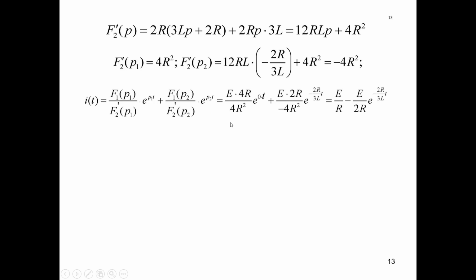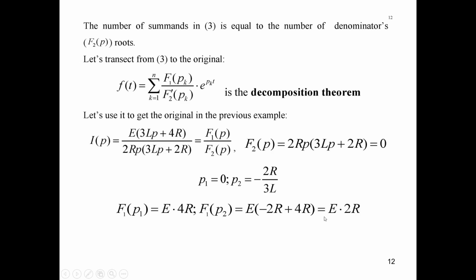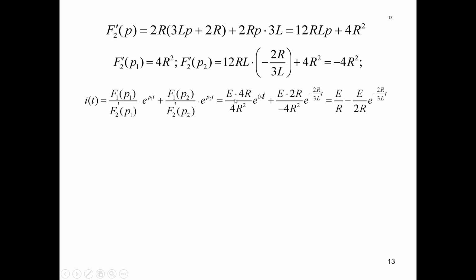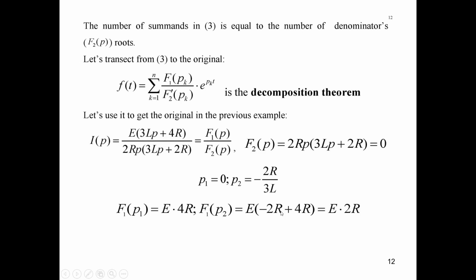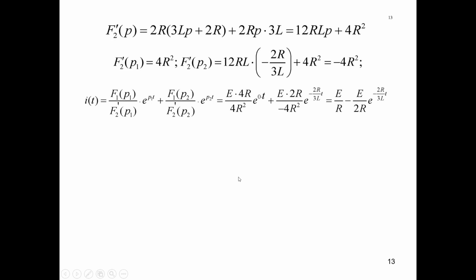And let's write it. phi1 from p1 is e multiplied by 4r. So it is e multiplied by 4r over phi2 prime from p1. phi2 prime from p1 is 4r², multiplied by e in the degree p1 equal to 0. So it will be e in the degree 0 multiplied by t.